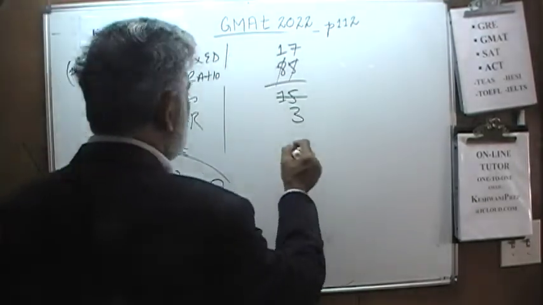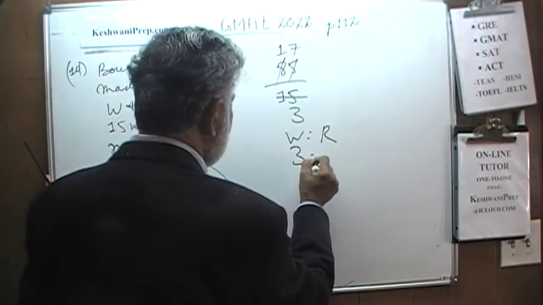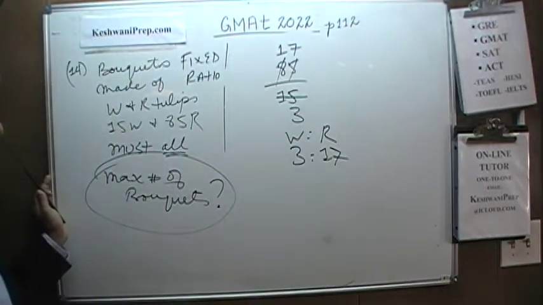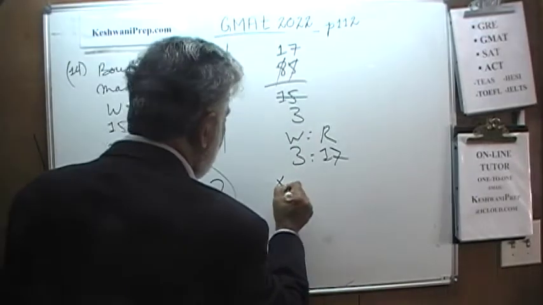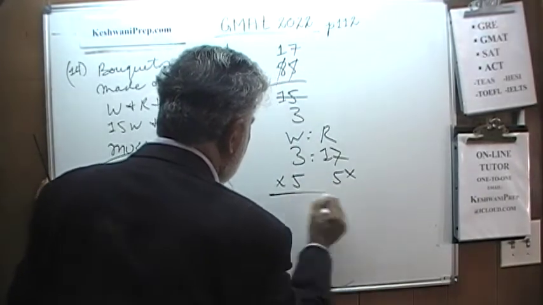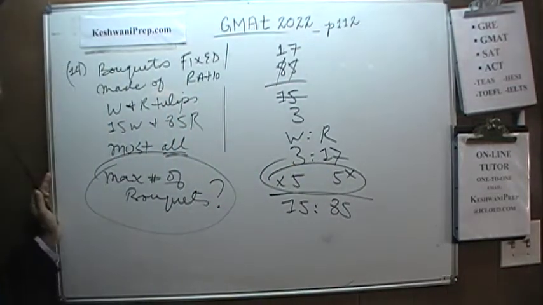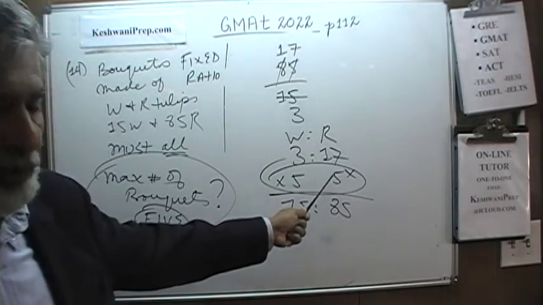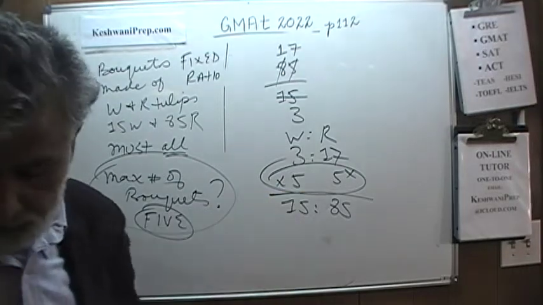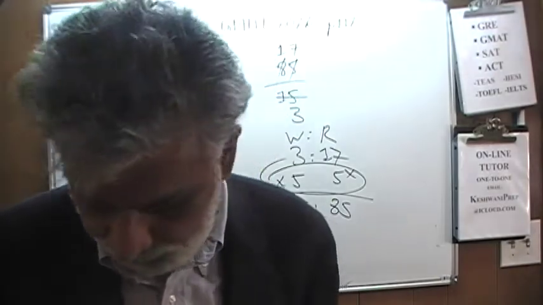That's all. So, for every 3 whites, we're going to use 17 red roses, and since we divided top and bottom by 5, there you go. We're going to end up at 15 to 85, which means the maximum number of bouquets that we can make is 5. We're going to have 5 bouquets, and each bouquet will have 3 white roses and 17 red roses. The ratio is 17 to 3 or 3 to 17.